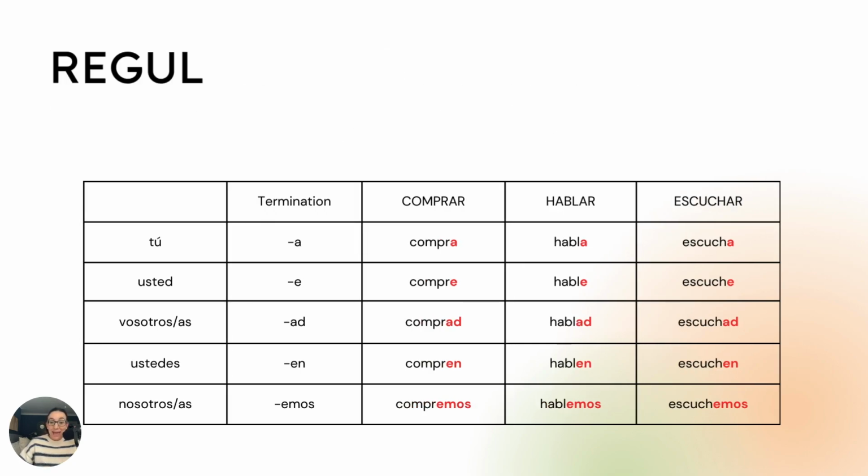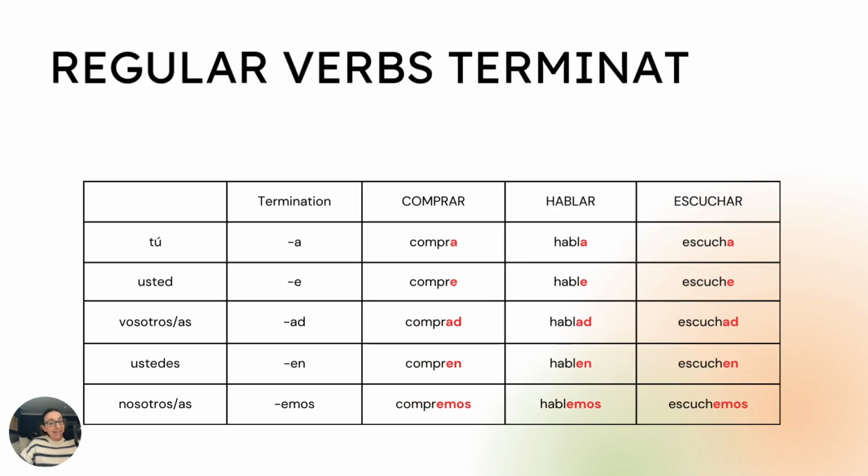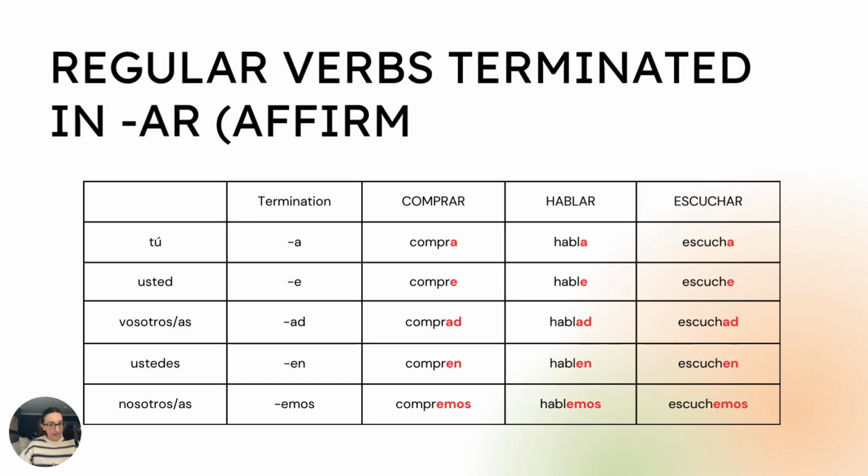Depending on whether the verb finishes in AR, ER or IR, it will have a different termination. So, how do we create these terminations? We're going to take the verb comprar. We are going to drop the ending AR in this case, and we're going to add the endings that I have in the column termination for the different people that we're speaking about. So it depends which one it is. It's going to have a different ending.